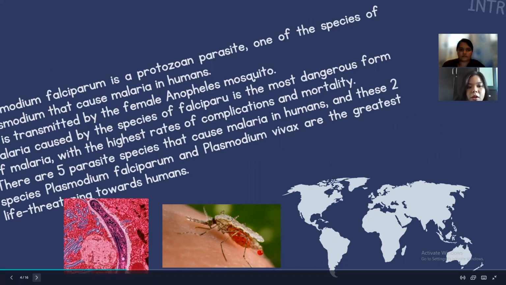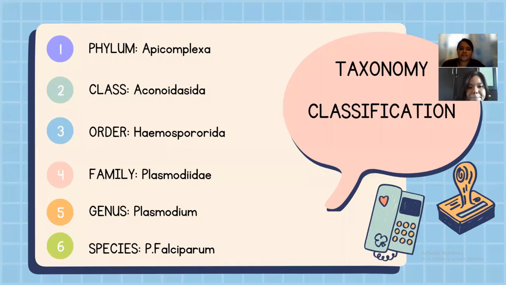Next. Taxonomy classification: phylum Apicomplexa, class Aconoidasida, order Haemosporida, family Plasmodiidae, genus Plasmodium, and species Plasmodium falciparum.